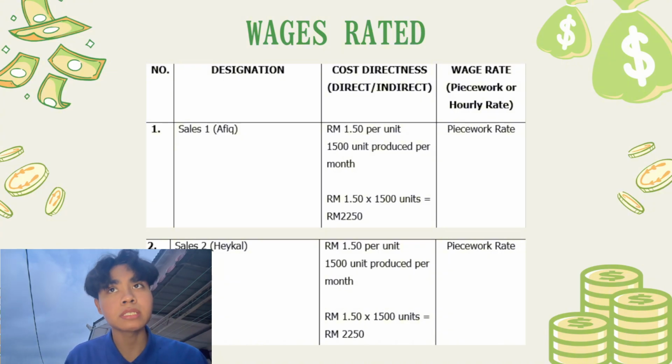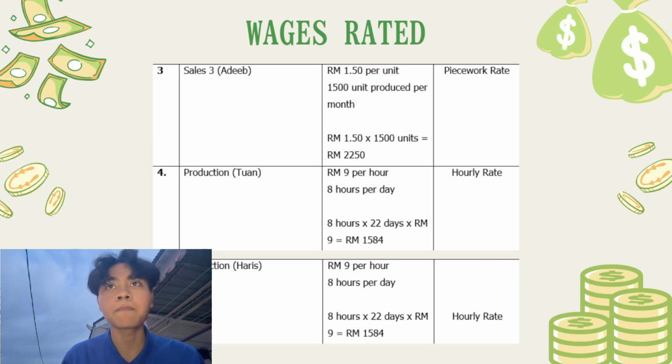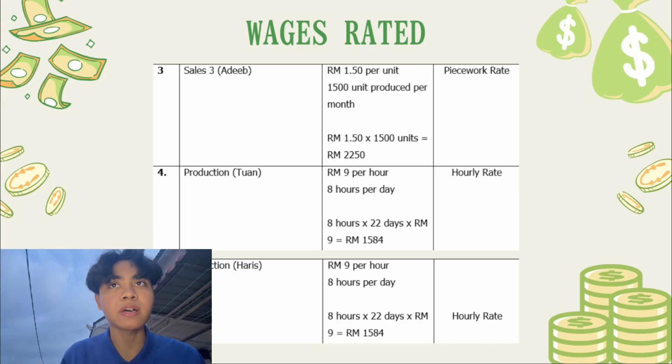So we move to the next, which is sales 3, Adib. For cost directness, 1 ringgit 50 cents per unit for 1,500 units produced per month. For calculation, same as Justin and Hekal, 1 ringgit 50 cents times 1,500 units equals 2,250 ringgit. For wage rate, Adib is piecework rate.